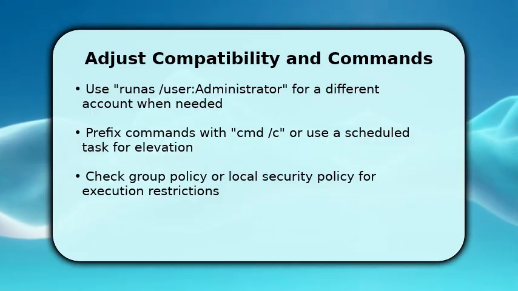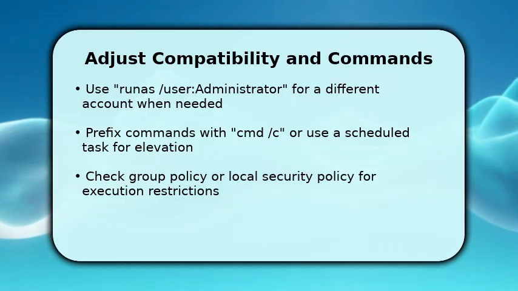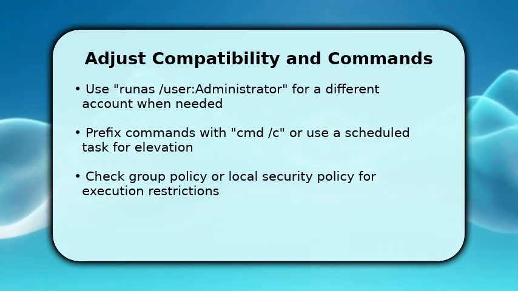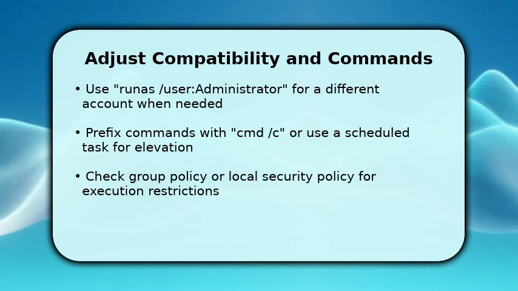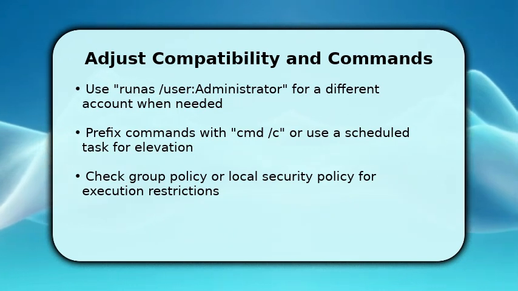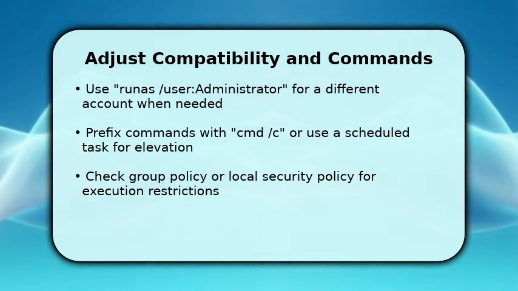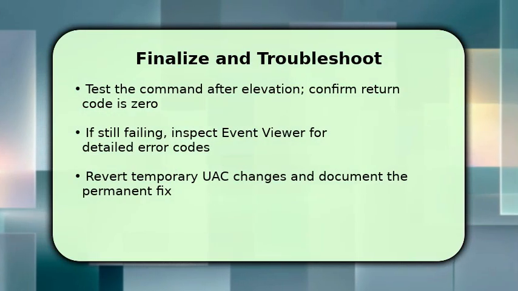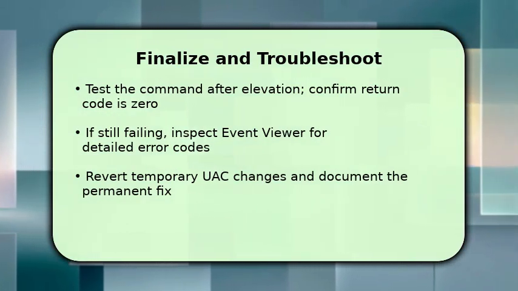trigger it immediately. Make sure group policy or local security policy isn't preventing elevation. These methods achieve elevation in different ways, so pick the one that fits your environment. Finish by running the command with the confirmed elevation and check the return code.